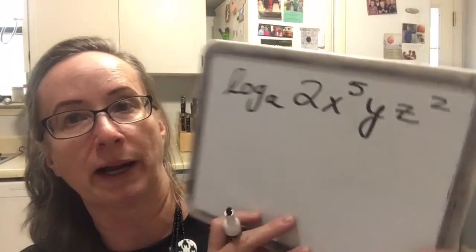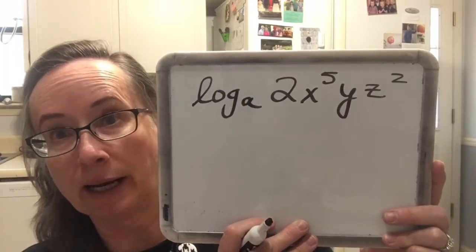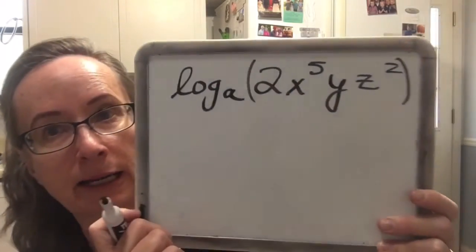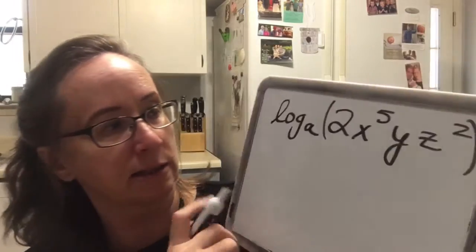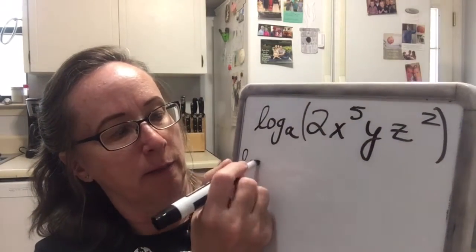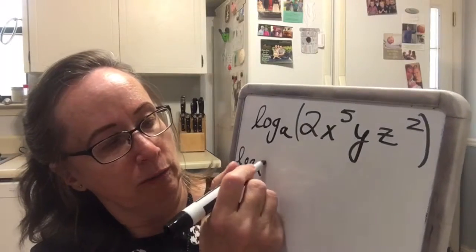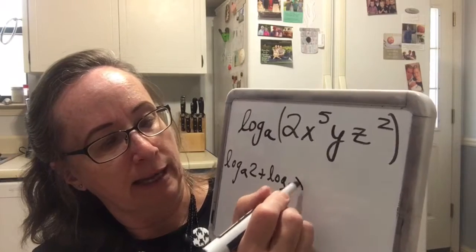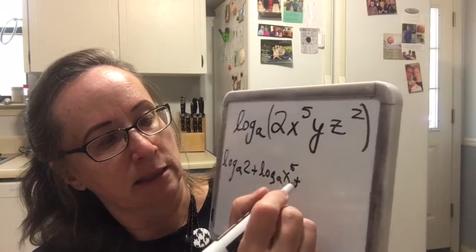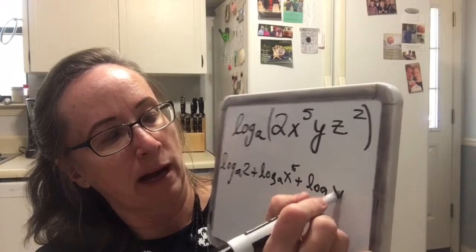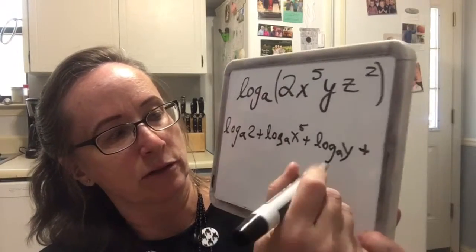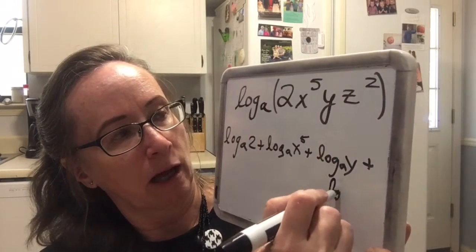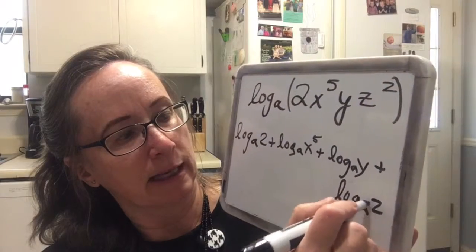And again, we're going to write this as this product. The argument here is a product, so we're going to write it as the sum of the logs. So we're going to have log base A of 2 plus log base A of x to the 5th plus log base A of y plus, I'm going to do the 2 in a minute, we'll come back and do that, log base A of z squared.